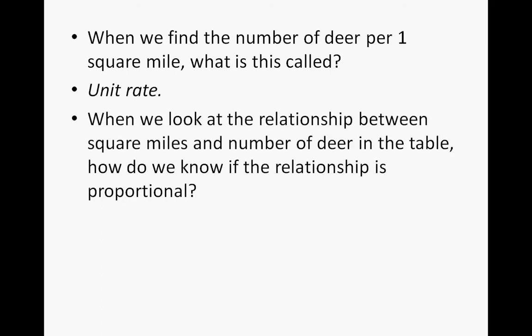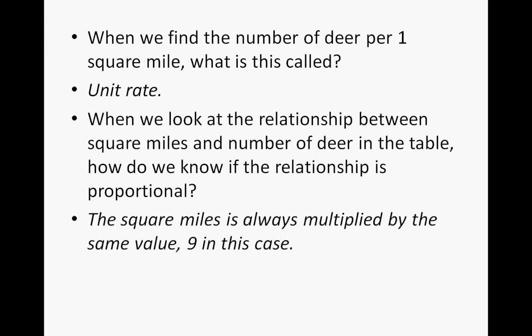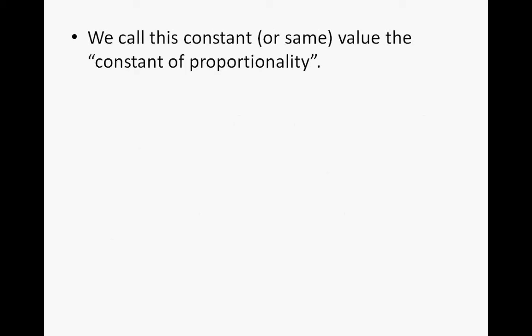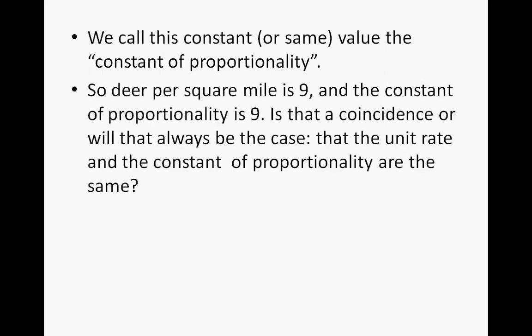When we look at the relationship between square miles and the number of deer in the table, how do we know if the relationship is proportional? Well, the square miles is always multiplied by the same value. In this case, it is 9. So we're going to call this constant or same value the constant of proportionality, because we know what constant means. That means the same. And proportionality means that it is the same value between two values. The relationship between two values is always the same. So the deer per square mile is 9, and the constant of proportionality is 9.